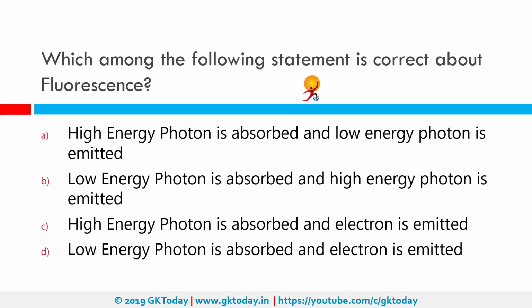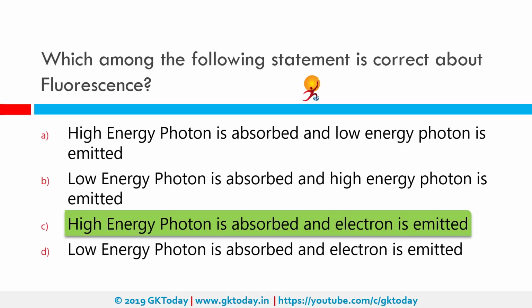Which among the following statements is correct about fluorescence? Correct answer is high energy photon is absorbed and electron is emitted. So fluorescence occurs when an atom or molecule relaxes through vibrational relaxation to its ground state after being electrically excited. The specific frequencies of excitation and emission are dependent on the molecule or atom. So what happens is the molecules have gathered a lot of energy and in order to release that energy they vibrate. This leads to high energy photons being absorbed and electrons being emitted. As a result, you see fluorescence.